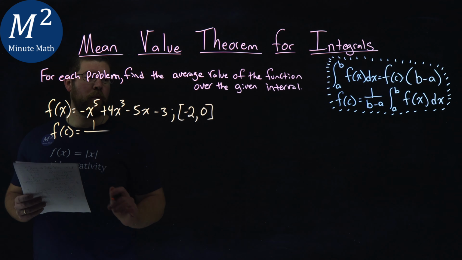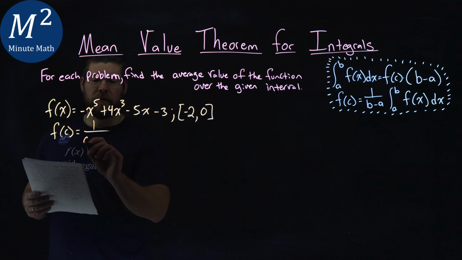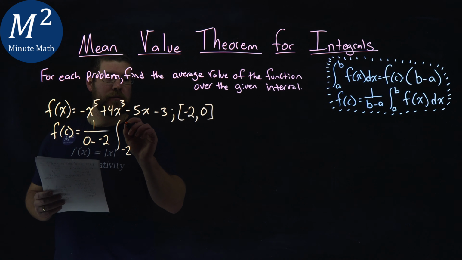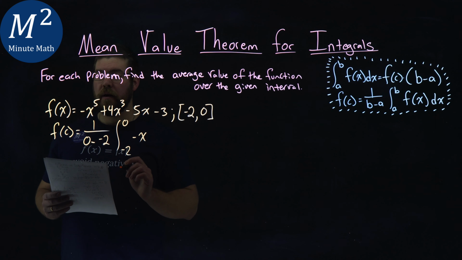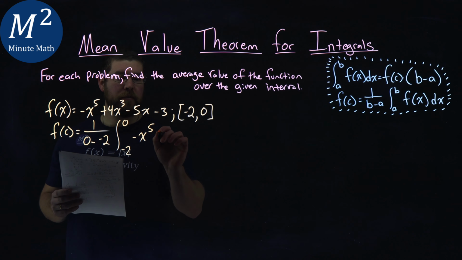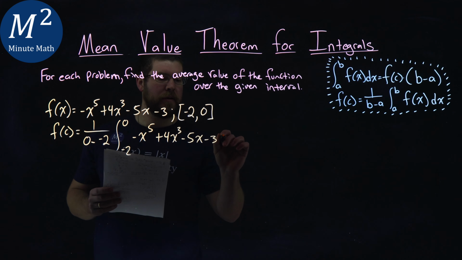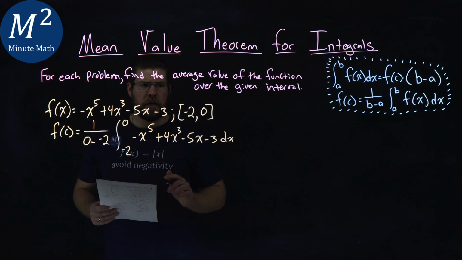So we use our formula, 1 over b minus a, b being 0, a being negative 2. Integrate that from negative 2 to 0 of our function, negative x to the fifth plus 4x to the third minus 5x minus 3 dx. So let's go simplify this.